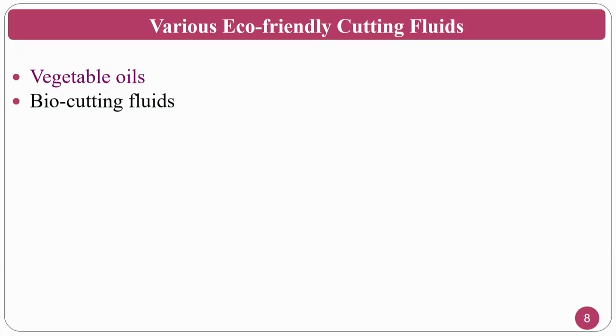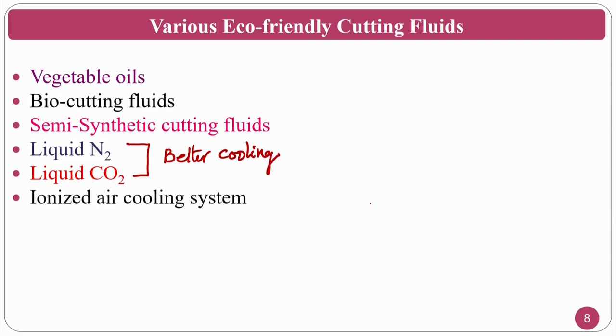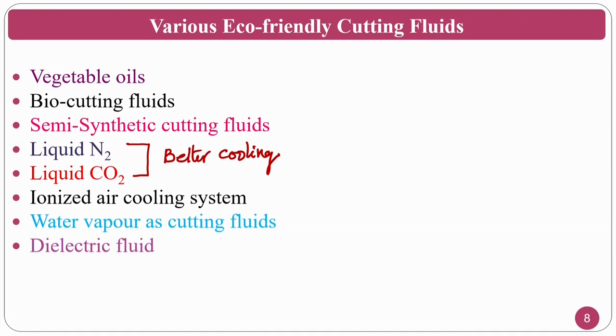Some of the commonly available eco-friendly cutting fluids are vegetable oils and bio-cutting fluids. Bio-cutting fluids you can make by mixing eco-friendly vegetable oils, or there are some standard companies which sell them. Then semi-synthetic cutting fluids and liquid nitrogen, which is a cryogenic fluid with better cooling properties. Also ionized air cooling systems and water vapor as a cutting fluid. Some people also use cold water as a cutting fluid, but the only problem is rusting, so oxidation problems will take place. For that purpose, you can use rust inhibitors, dielectric fluids and so on.